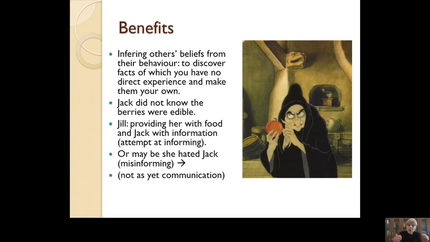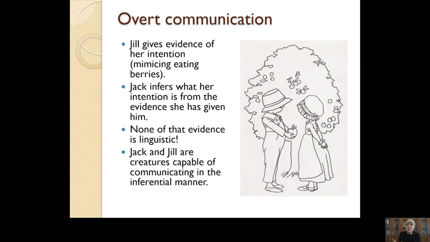Now, what I want you to notice so far is that as yet, we are not dealing with communication. This is just mere observation of someone's behavior. And on the basis of the observation, we can attribute intentions, desires, and beliefs to others. So this is our metarepresentational capacity. And now we can go back to overt communication.